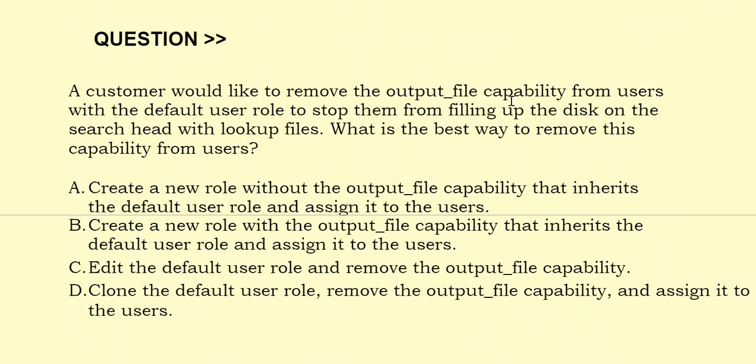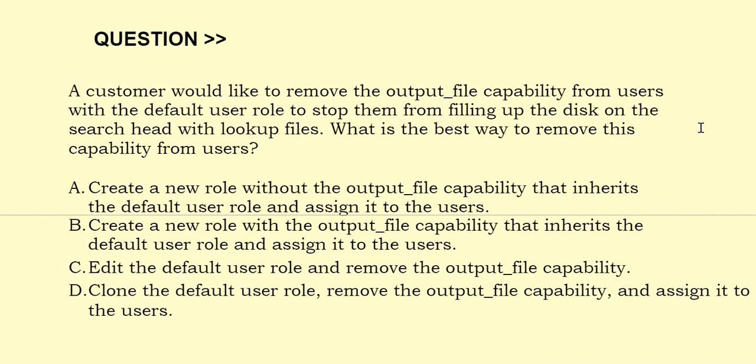Our next question is, a customer would like to remove the output_file capability from users with the default user role to stop them from filling up the disk on the search head with lookup files. What is the best way to remove this capability from users?